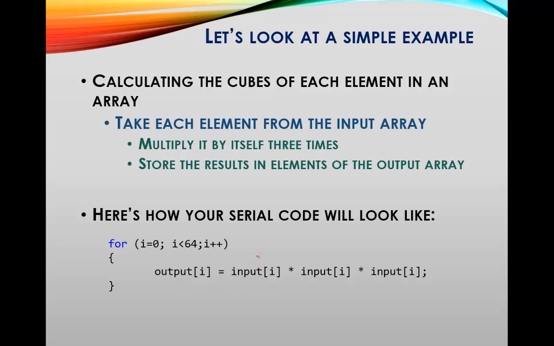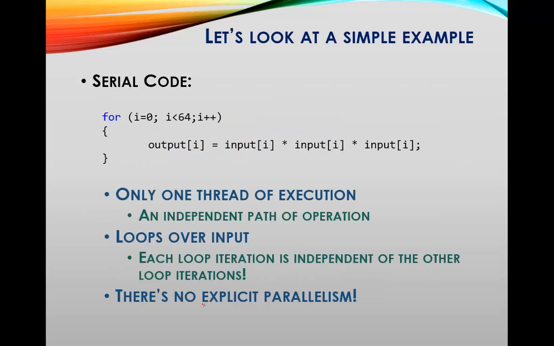So input 1 will be multiplied by itself 3 times, and so output 1 will be input 1 cubed, output 2 will be input 2 cubed, and output 3 will be input 3 cubed, and so on and so forth, and we run this 64 times. So the serial code basically would look like this. We have a loop. The loop starts at location 0, goes all the way through to location 63, takes each input value at that location, multiplies it by itself 3 times, and puts it in the output location value.